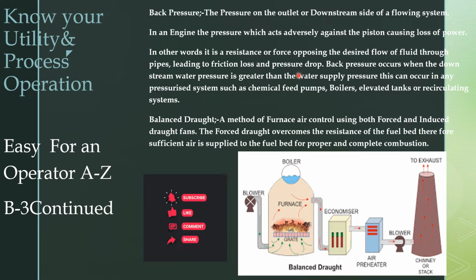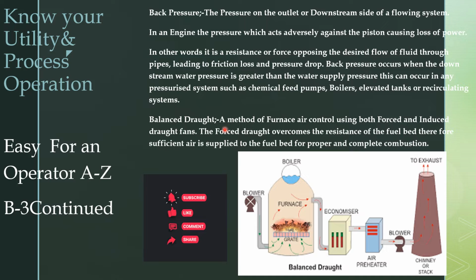In other words, if there is a restriction in the outlet strainer of the filter or any bed in the water treatment plant, pressure will increase and back pressure from the discharge line, the outlet line, will act on the bed and it will restrict the flow.